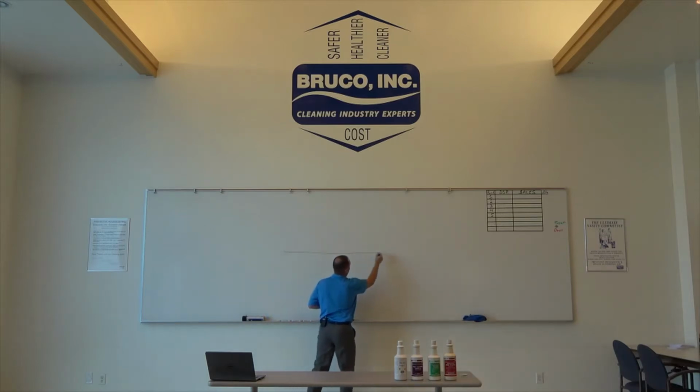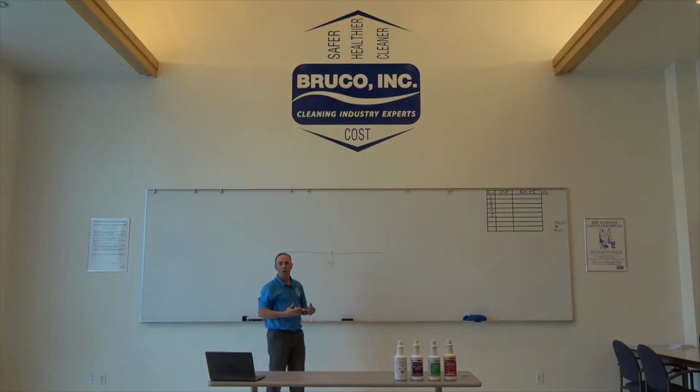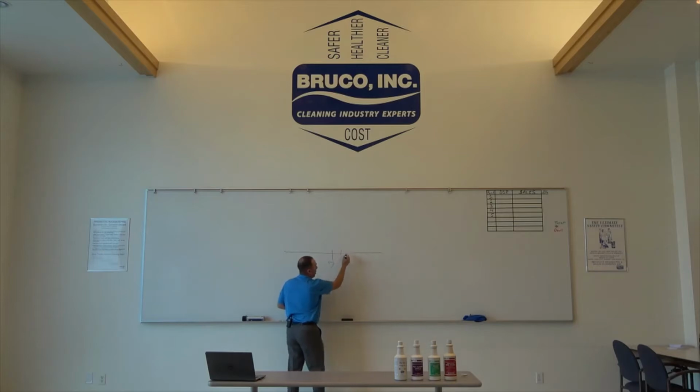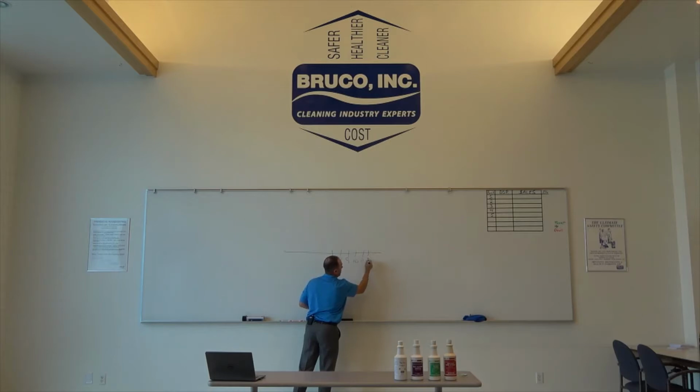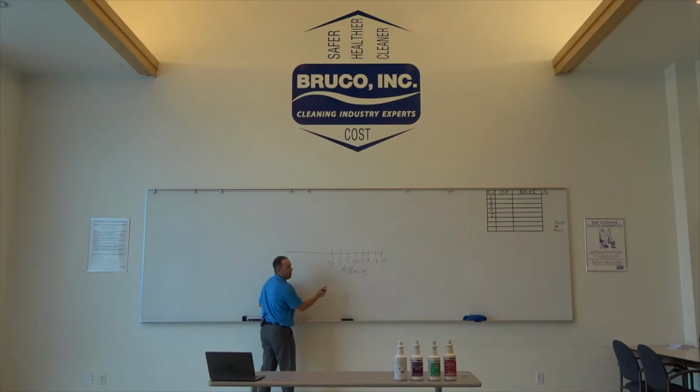So we look at the pH scale with our neutral, like distilled water, being about 7. As we go up on the pH scale, we get more alkaline. As we deal with products and soils lower on the pH scale, we get more acidic.